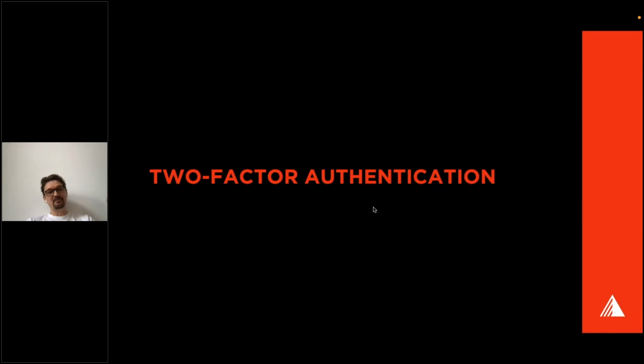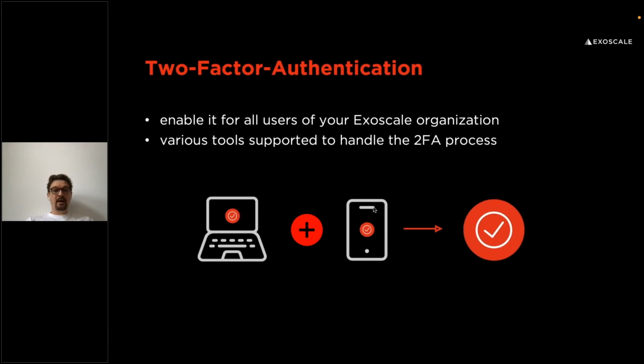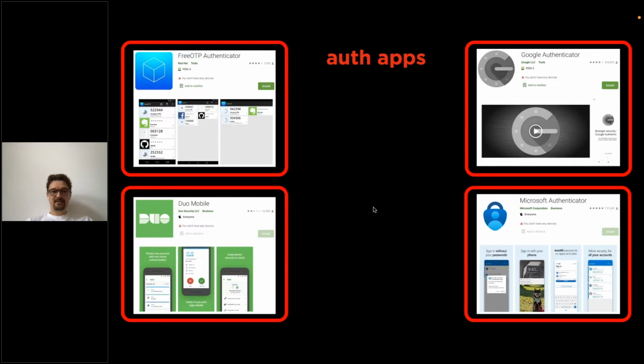A good start, as we have seen from Antoine's statistic that we are below 10%, is enabling two-factor authentication. That's an important thing to do, not only for your own account, but for all accounts using the Exascale infrastructure, so enabling it for all accounts in your Exascale organization. And we support a variety of tools, because with two-factor authentication I have my password and an additional second factor, which usually is done with our nice smartphones. With both together, I can secure my assets more easily.